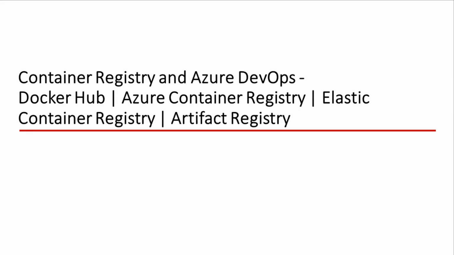Welcome to this video. In this video, we will look at how we can containerize a .NET Core Web API and how we can push images to different types of container registry using Azure DevOps. I will demonstrate with Docker Hub, Azure Container Registry, Elastic Container Registry, and Artifact Registry.